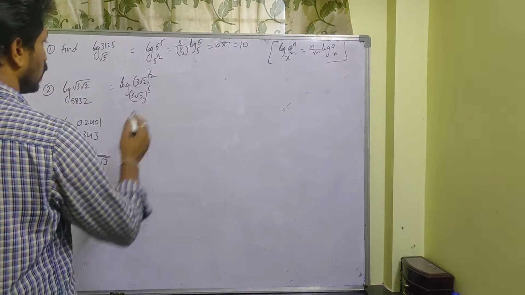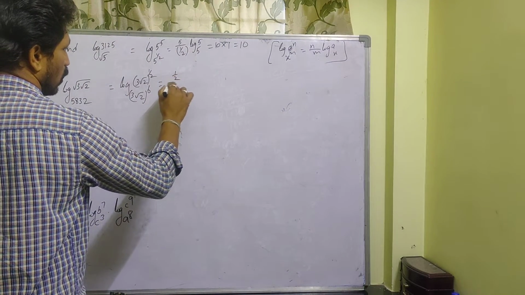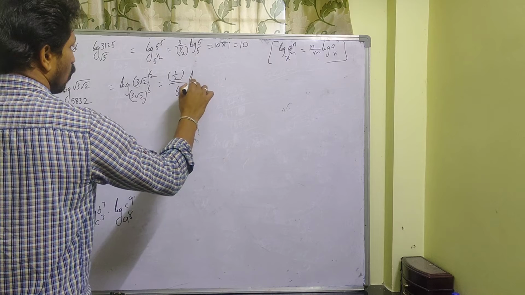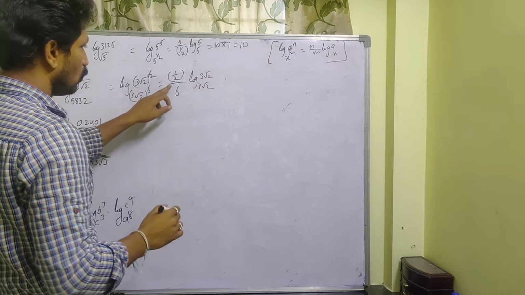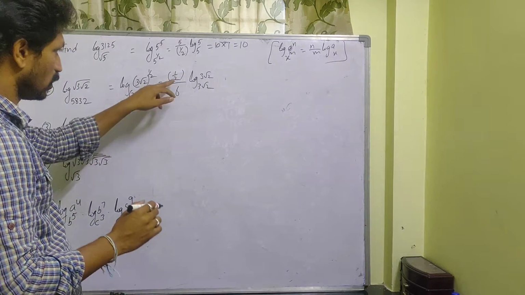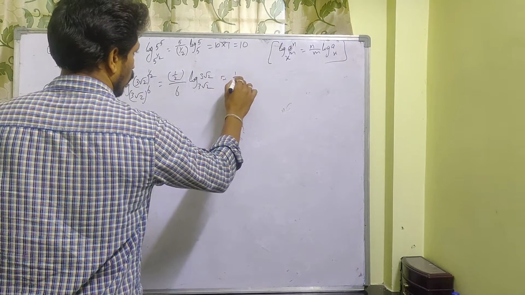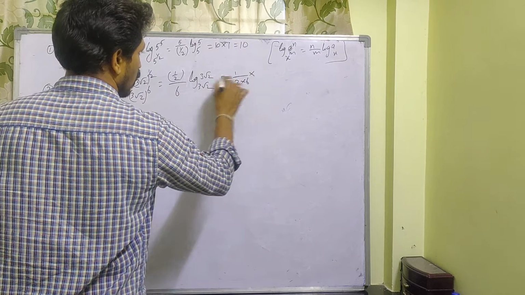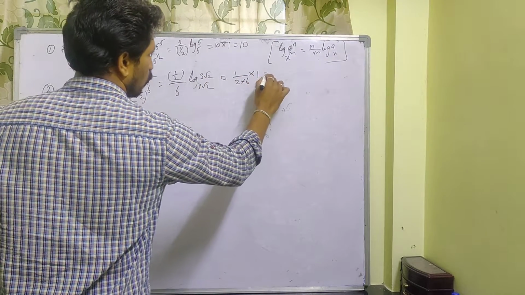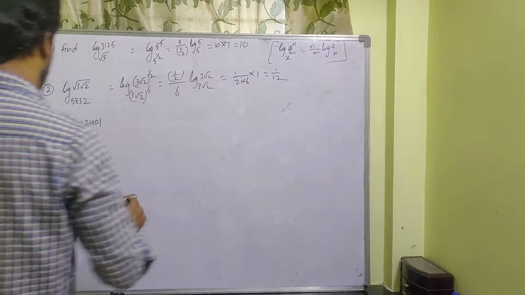So this one you can write here: numerator 1 by 2 and denominator is 6 log base 3 root 2 of 3 root 2. So this 6 comes to the denominator, that is 1 by 2 into 6. That means 2 into 6, and log a to the base a value is 1. This is nothing but 1 by 12.